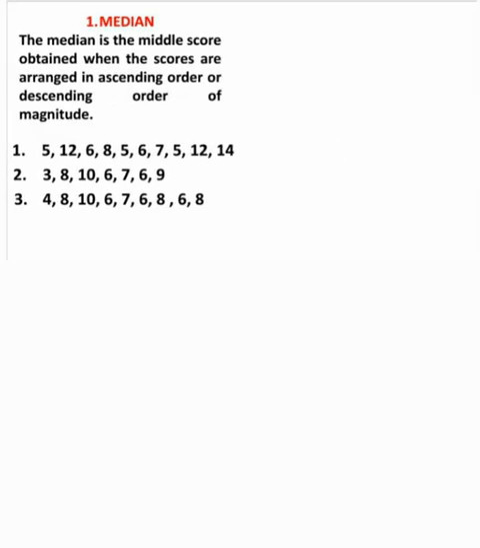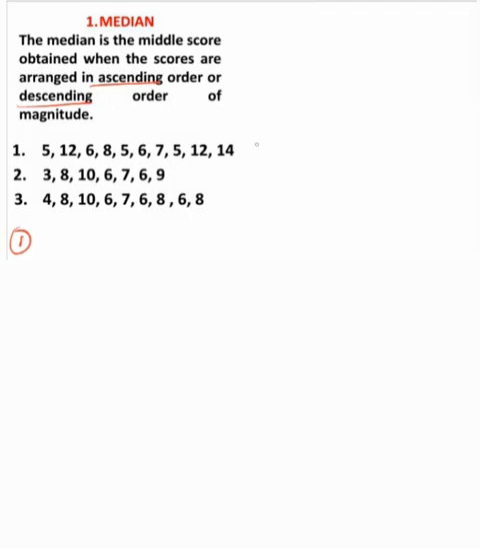Now, let's talk about the median. The median is the middle score obtained when the scores are arranged in ascending order or descending order of magnitude. So take note of this. The scores in the distribution must either be arranged in ascending order or descending order of magnitude. So you have to first of all arrange the scores. So for number 1 question, this is what we do.